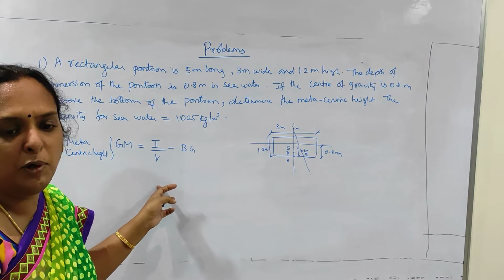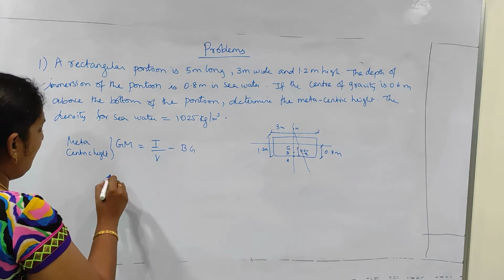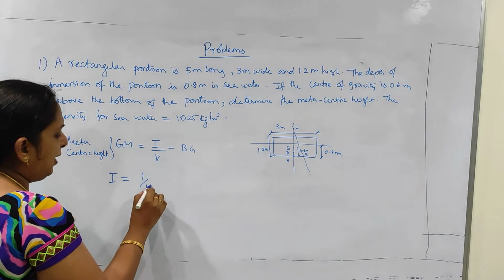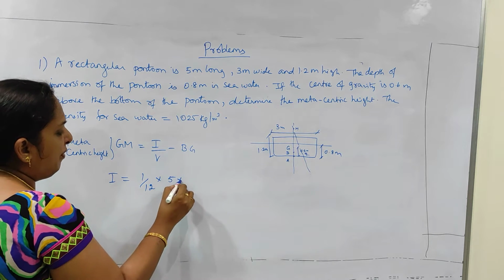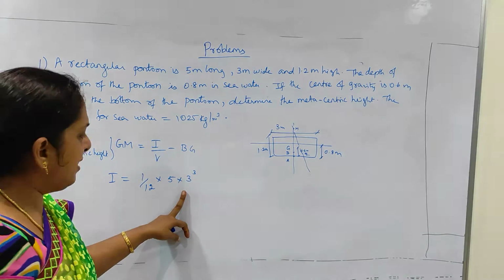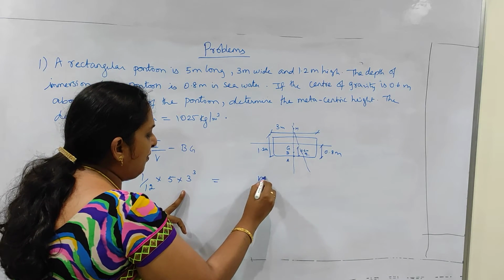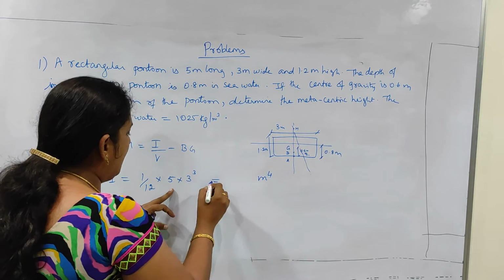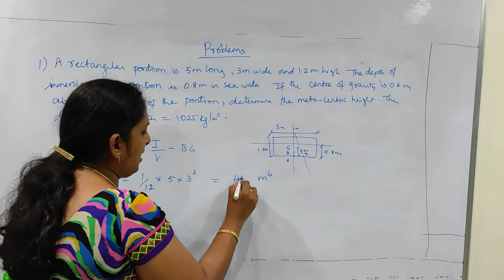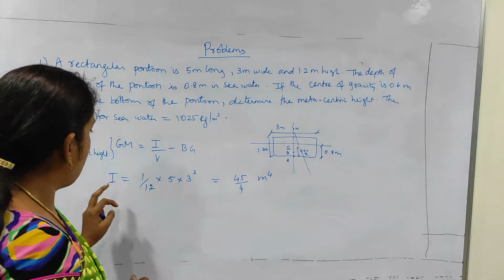First, I am going to find the moment of inertia. The moment of inertia formula for this rectangular pontoon is 1 by 12 into B D cube, that is 5 into 3 cube. Here 5 is your length and 3 is this one. When I substitute, the unit is meter cube, so the moment of inertia is in meter to the power 4. Five 3s are 45, so it becomes 45 by 4 meter to the power 4. So I know the moment of inertia.